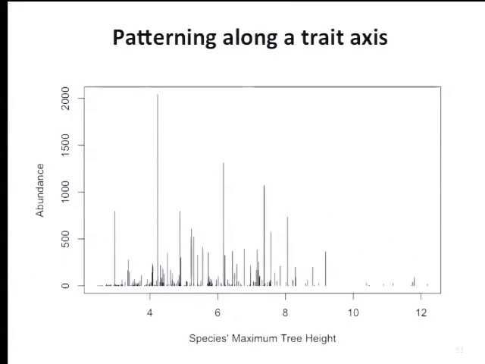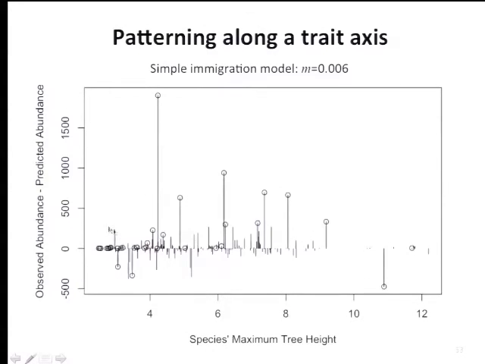This is just showing species abundances along that axis, and what I'm showing here is the observed abundance minus the abundance predicted under the neutral model. And this is for this really low immigration rate. And really what happens there is most of the abundant species end up looking selected for.